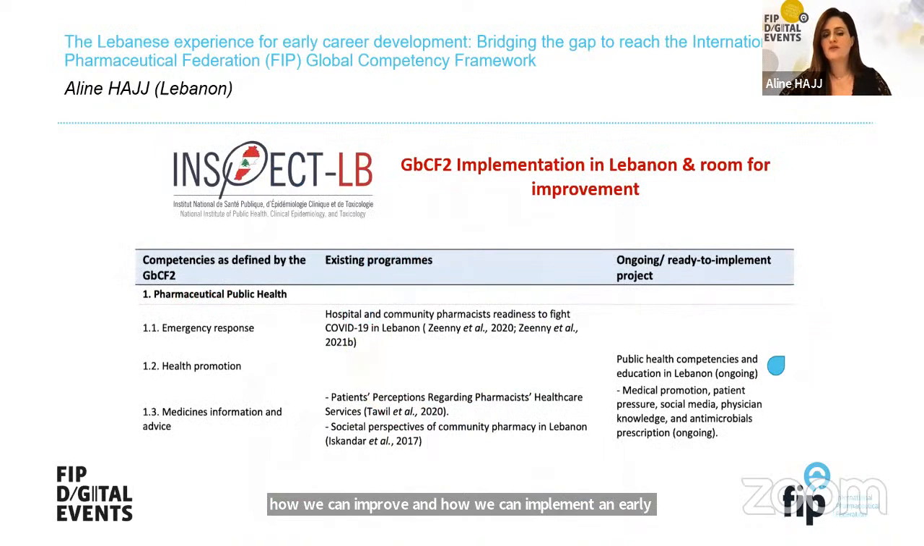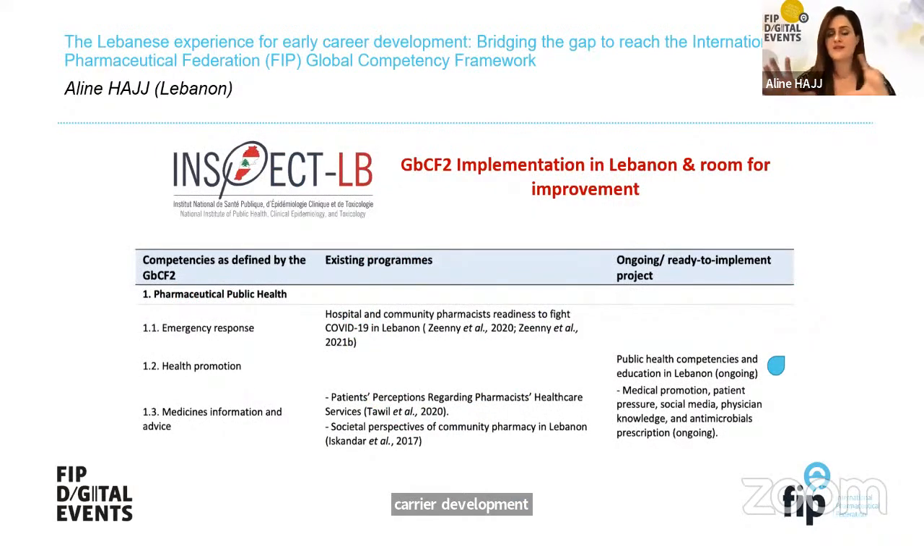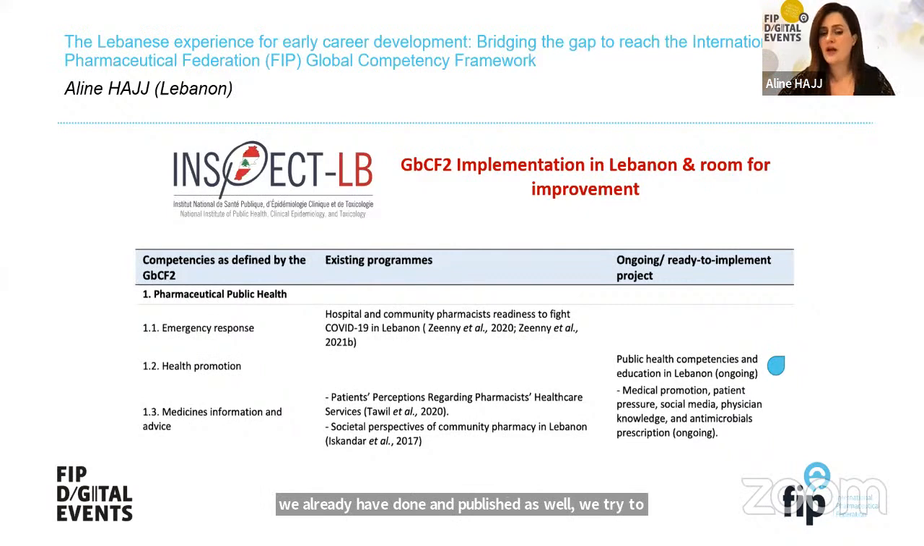So what I'm going to show you in here is what we already have done and published as well. We tried to take the competencies as developed by the GbCF2. We tried to figure out what are the existing programs that should be enhanced and implemented, and then what are the ongoing or the ready to implement projects. And I'm just going to highlight some of these in this presentation.